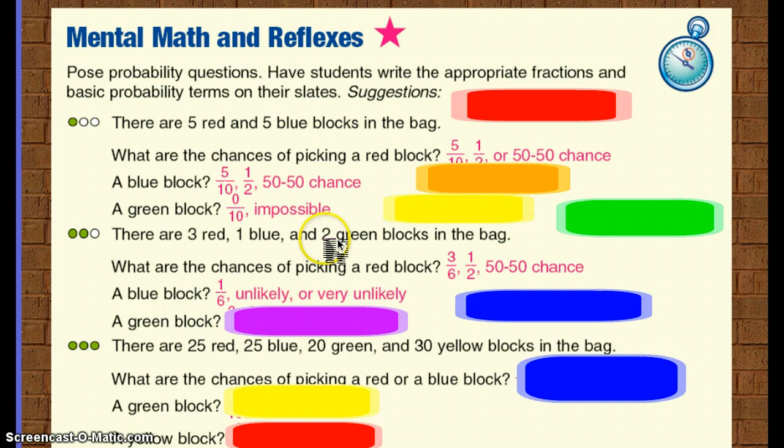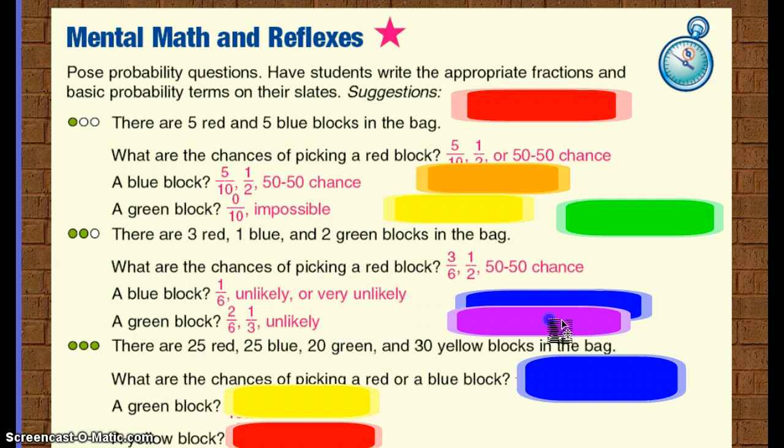Now, how about that green block? Well, that's 2 out of 6, so that's a third, so it's still unlikely. Now, how did 2/6 become a third? Well, look, they're both even numbers. So if we divide 2 divided by 2, that's 1. And if we divide 6 divided by 2, that's 3. So they are equivalent fractions.